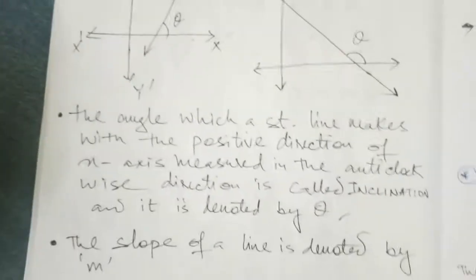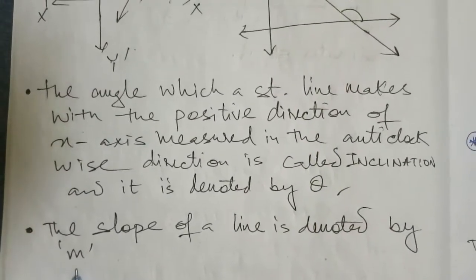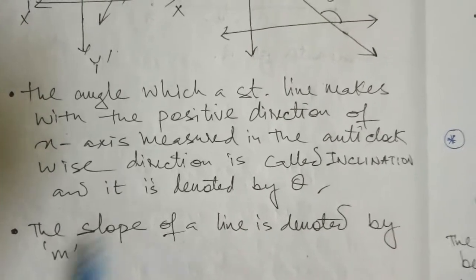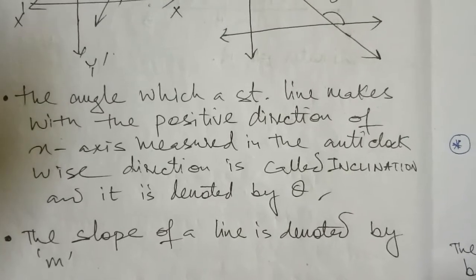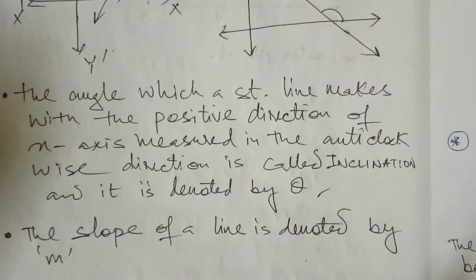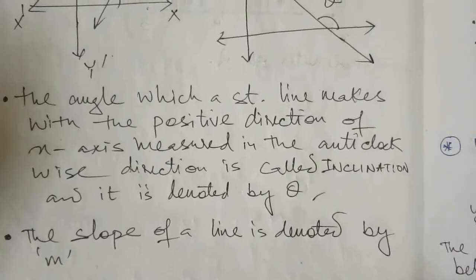Now what is given? The slope of a line is denoted by m. Any line parallel to the x-axis is called a horizontal line. Any line parallel to the y-axis is called a vertical line. And a line which is neither parallel to the x-axis nor parallel to the y-axis is called an oblique line. Here it is given in your book also.